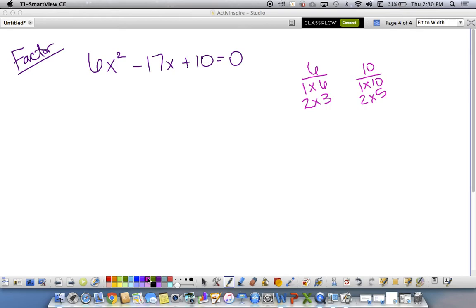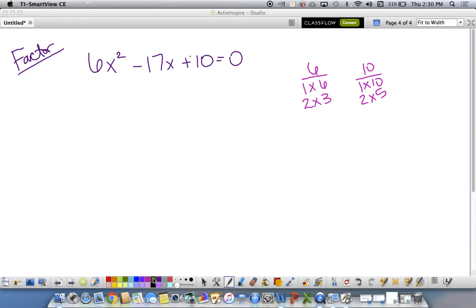I know Coach King, I do remember the AC method is you multiply 6 times 10 and get 60. And then you have to list all the factors of 60. There's a lot more than 4, I promise. Okay? So that's part of the reason I like mine better. You don't have to list lots of extra factors if you don't have to.